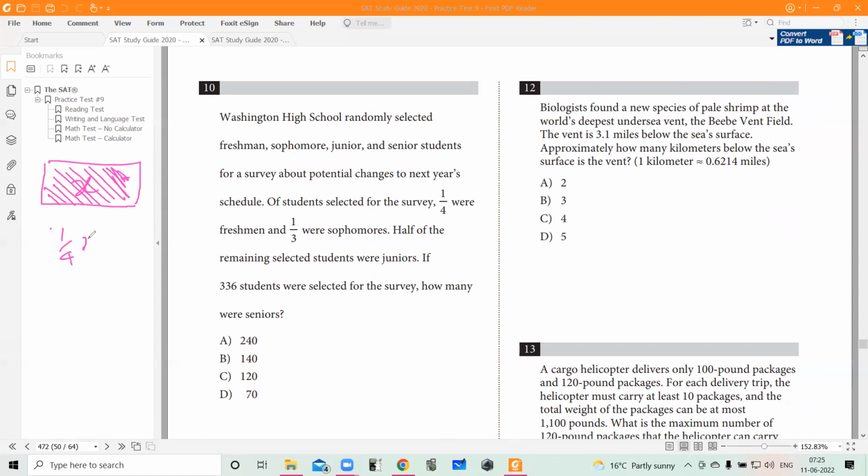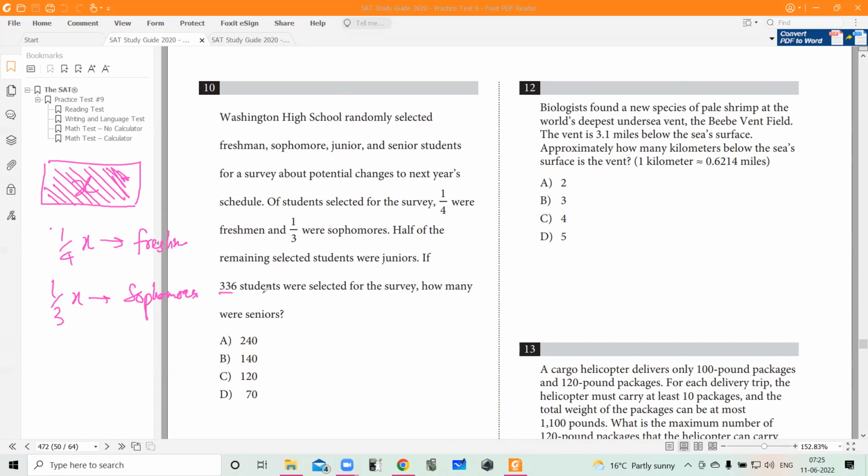1/4 of X are freshmen, right? 1/3 of X are sophomores. Half of the remaining selected students were juniors. So now the problem is how much is left: 1/4 of X and 1/3 of X.